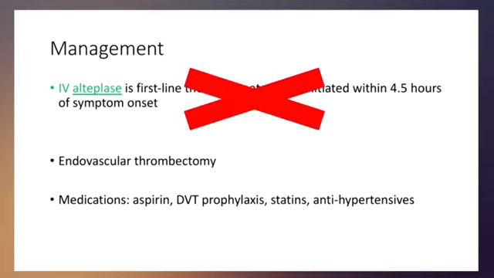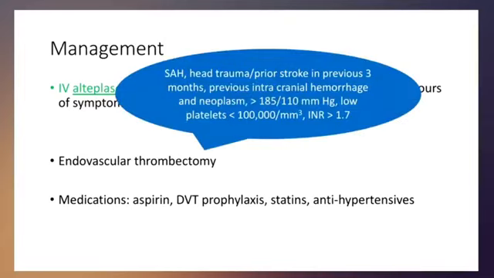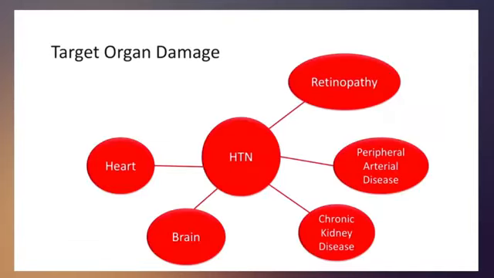But there are contraindications to this treatment, and they are if the patient has a history of head trauma, subarachnoid hemorrhage, intracranial hemorrhage or neoplasm, low platelets, and high INR. It's really important to understand that uncontrolled hypertension can cause target organ damage and can lead to MI, stroke, renal failure, peripheral arterial disease, and blindness due to retinopathy from reduced blood supply to the retina.